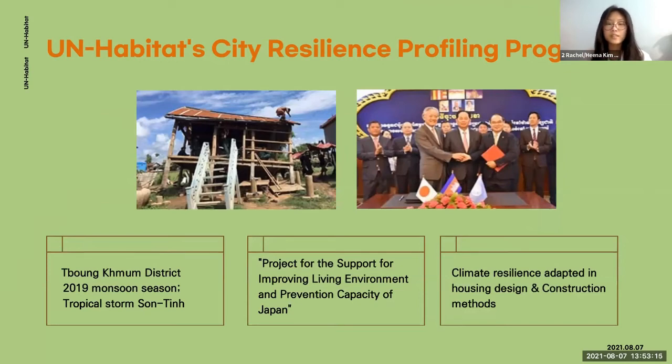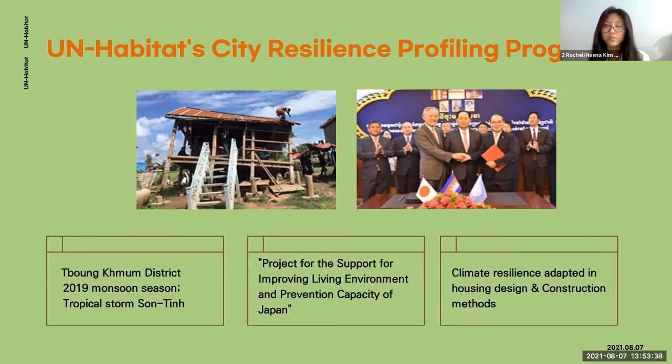During the 2018 monsoon season, Tropical Storm Sontin hit Cambodia badly, causing havoc in Tboung Khmum district with heavy floods. The deluge affected 62,000 households in 5 provinces along the Mekong River, and most of the residents needed to evacuate immediately.